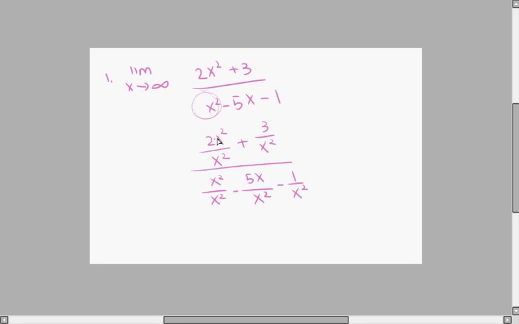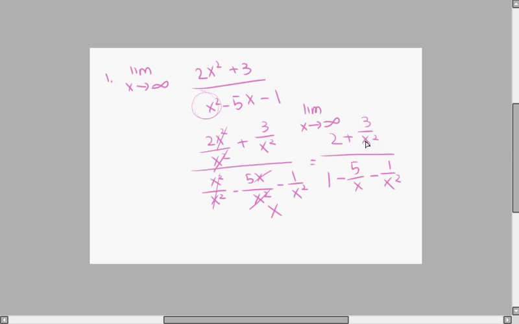And when we simplify this a bit, x squared and x squared cancels out. So we get 2, and there's nothing to cancel out here, so we get 2 plus 3 over x squared. And then here, x squared divided by x squared will just equal 1. And here, we can cancel out an x from the top and the bottom, and we'll still have an x on the bottom. So you'd get 1 minus 5 over x, and there's nothing to do here, so minus 1 over x squared. So now let's take the limit.